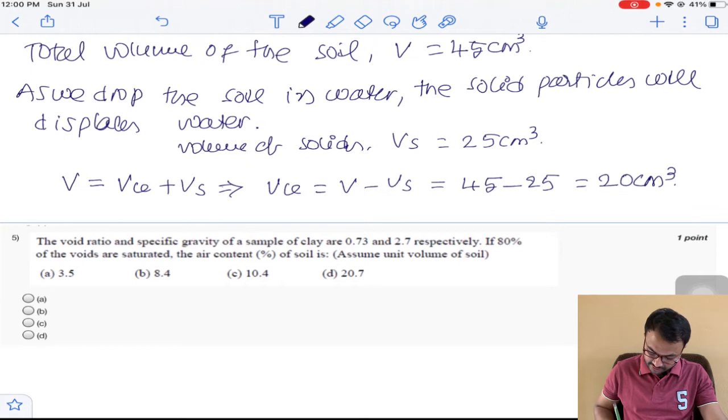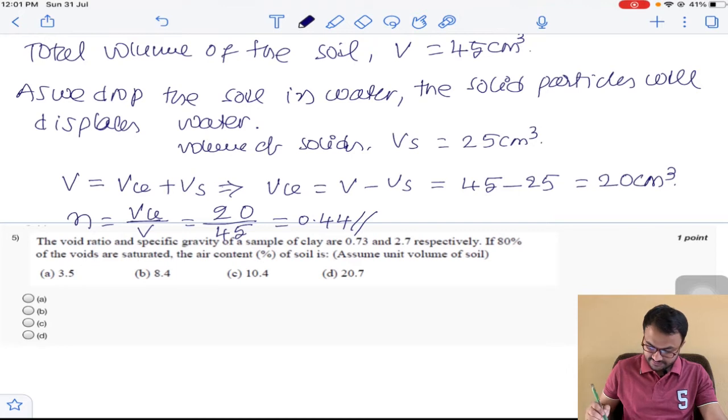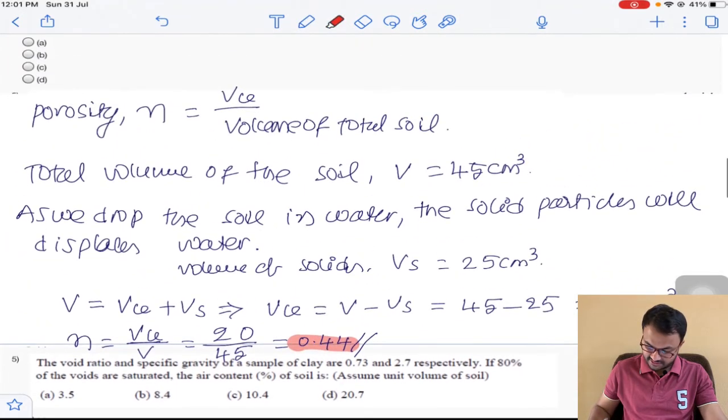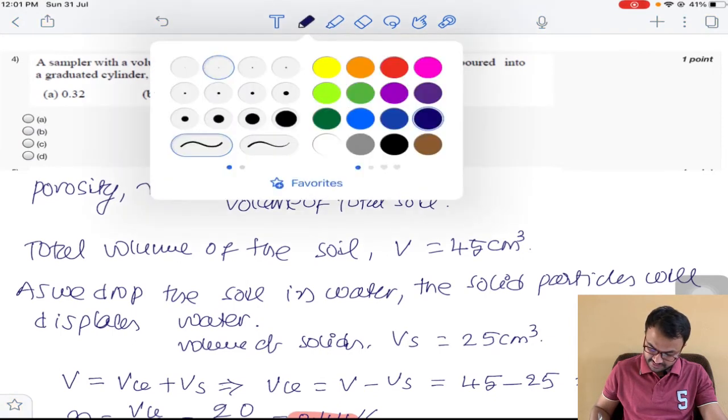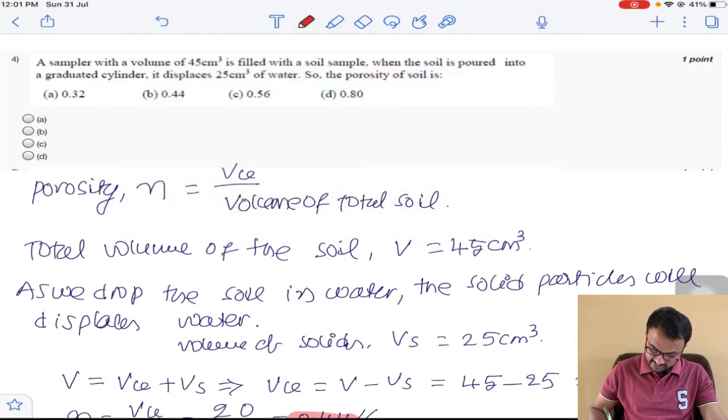Clear? Then porosity N is equal to volume of voids divided by total volume of soil. What is volume of voids? It is 20 and total volume of soil will be 45. 20 divided by 45, you will get 0.44. Clear? So this will be the answer, porosity. So what is the option from the given options? It is 0.44, option B for question number 4.